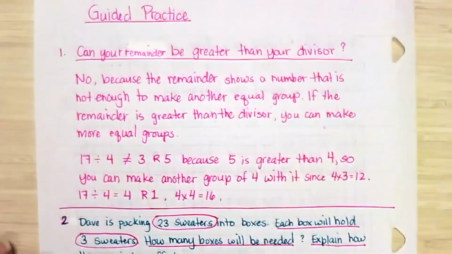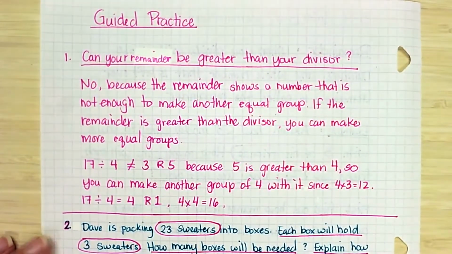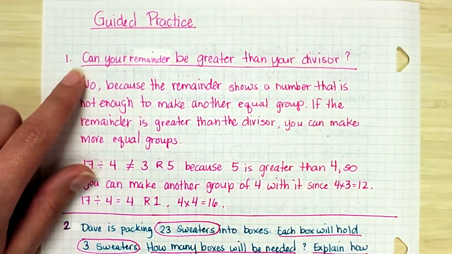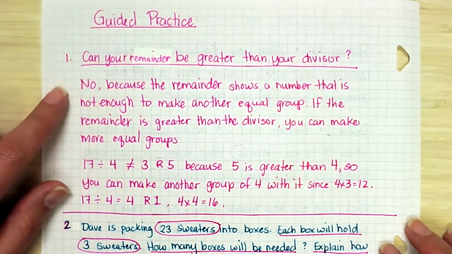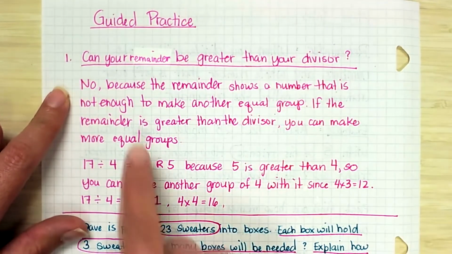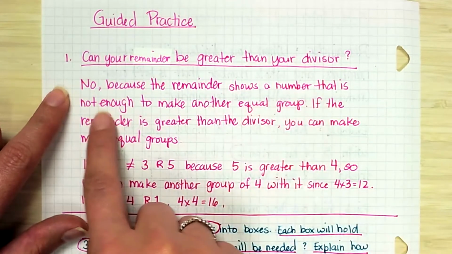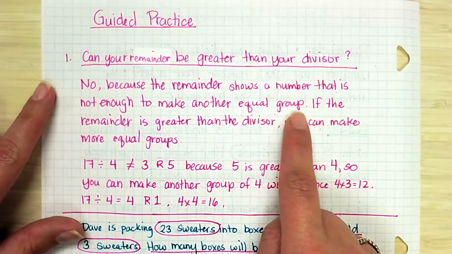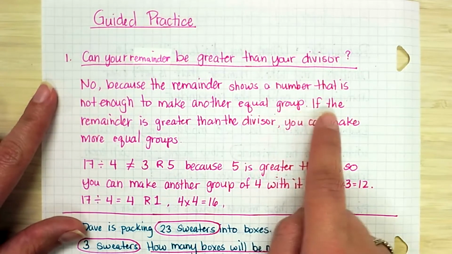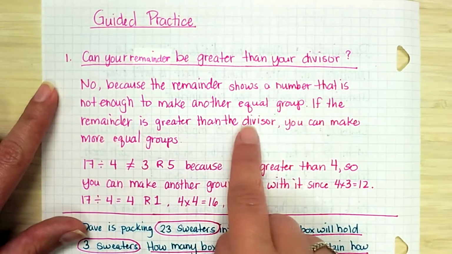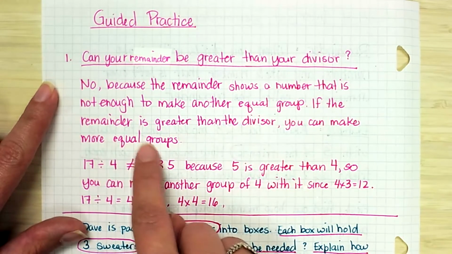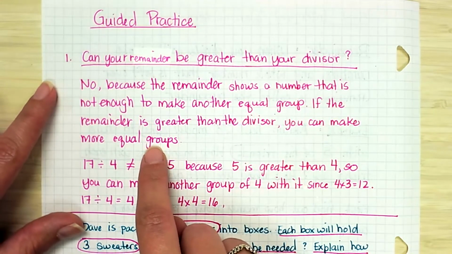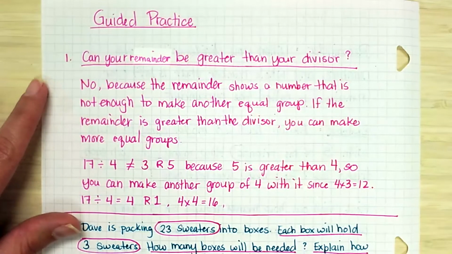Now let's take a look at our guided practice together. Can your remainder be greater than your divisor? And again, here the answer is no, because the remainder shows the number that is not enough to make another equal group, or not enough to go into each one of the equal groups that you already have. So if the remainder is greater than the divisor, that means you are still able to make more equal groups, or you're still able to add to each one of your groups.